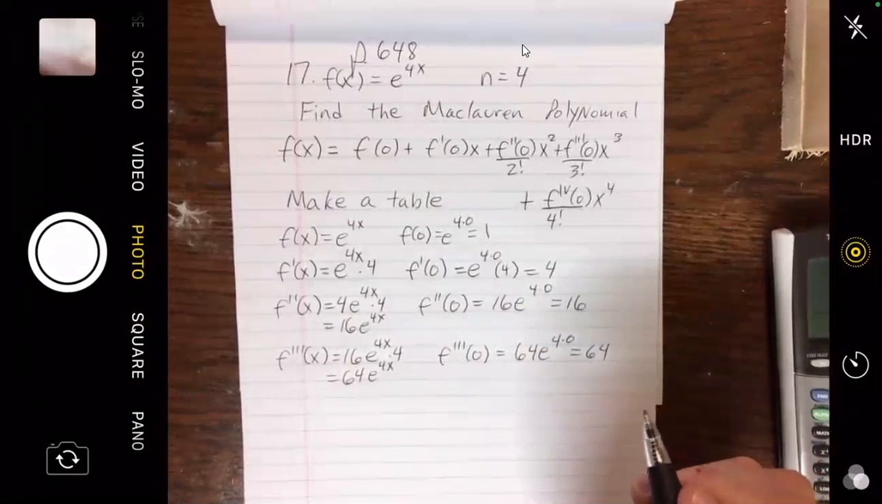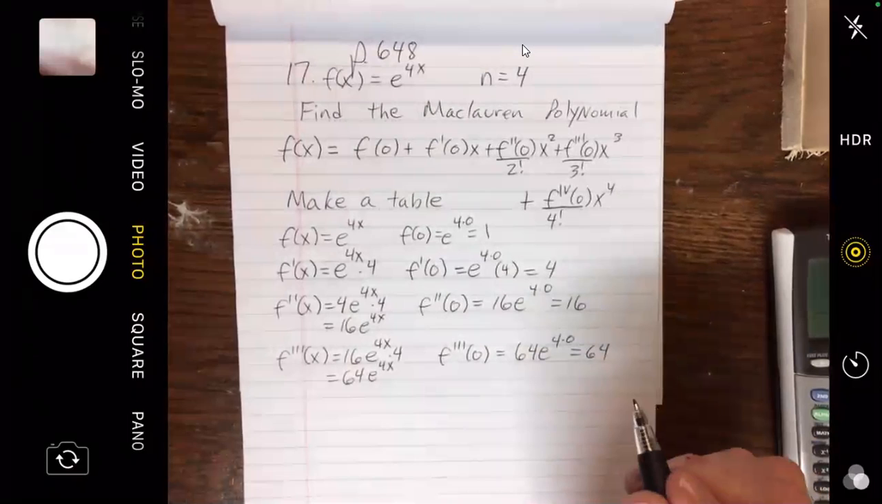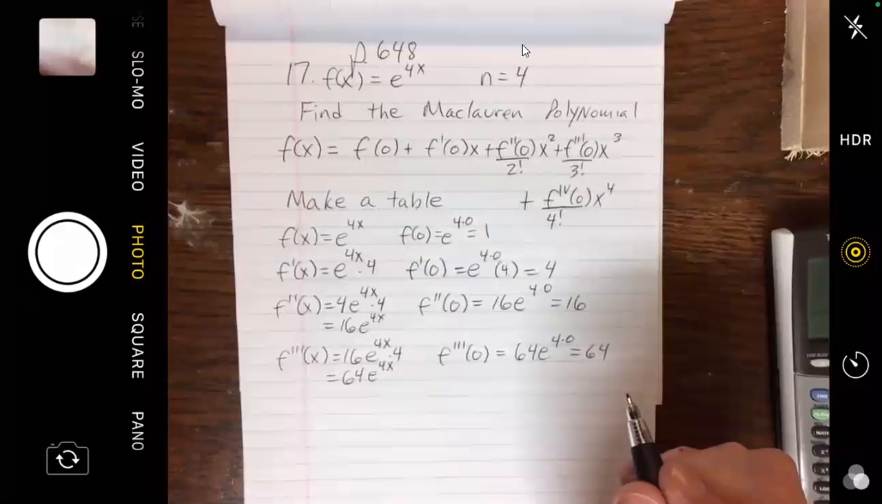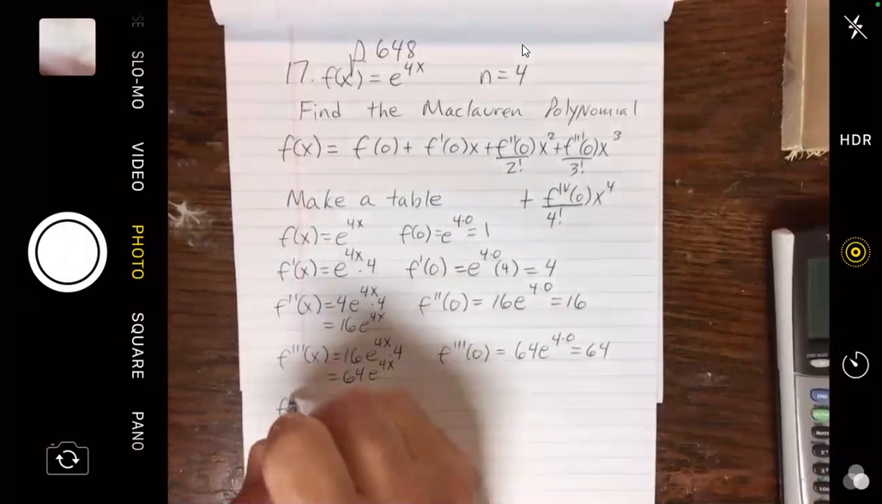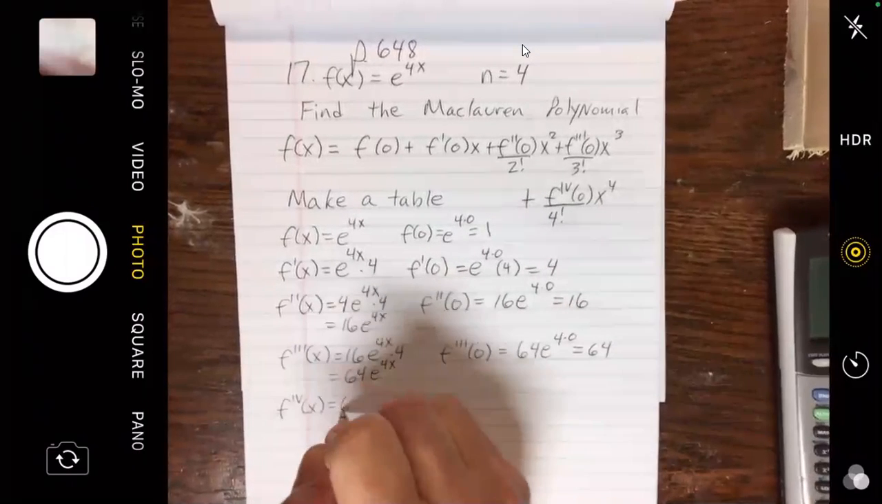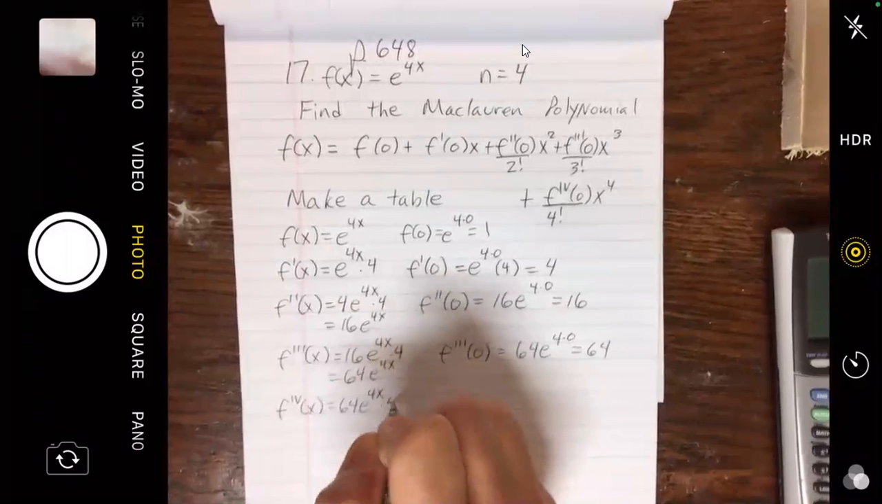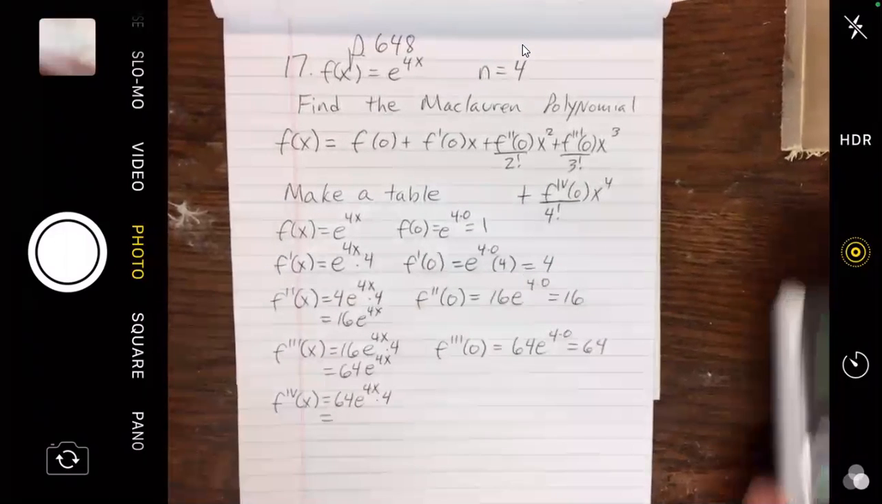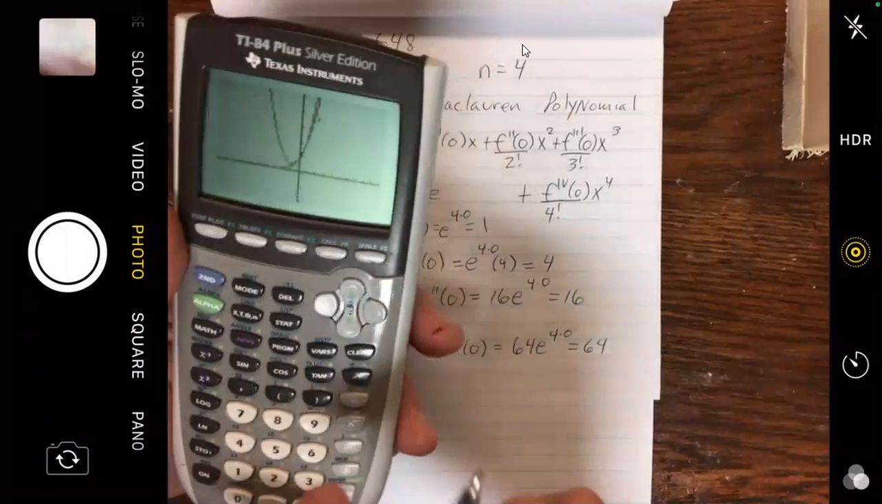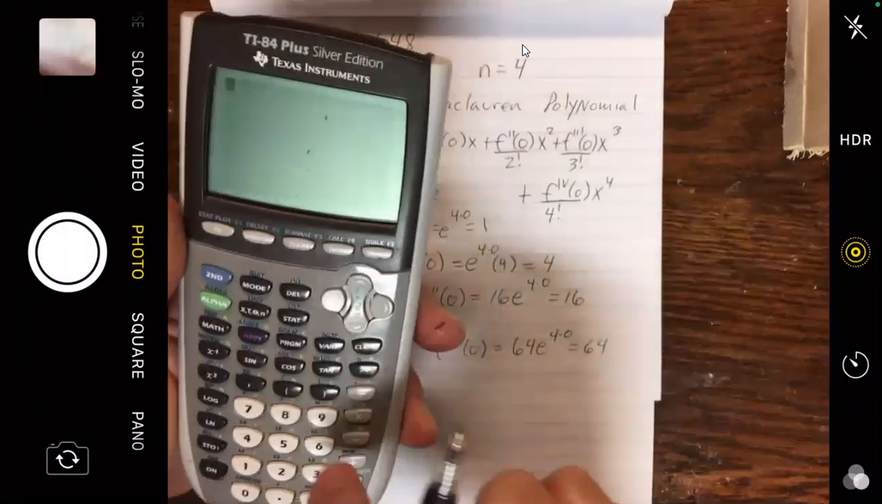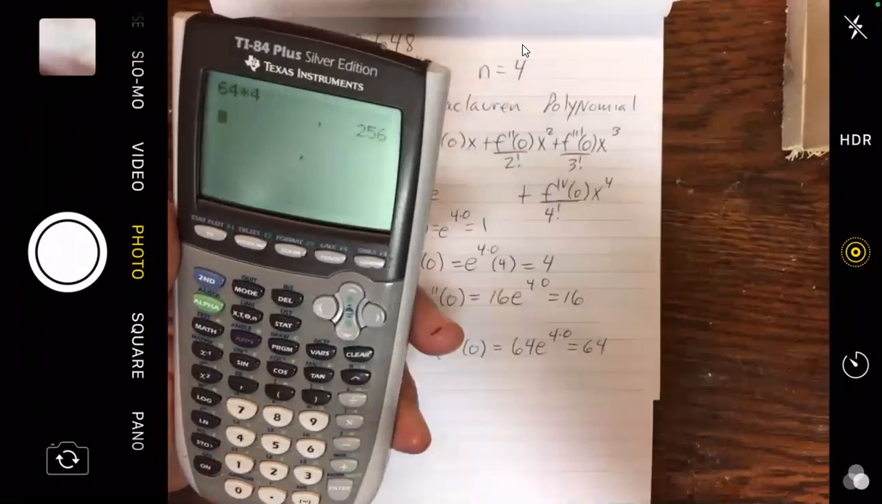Are we losing anybody? Everybody's so awestruck. That all makes sense up to now. Okay, one more. Fourth derivative would be 64 e to the 4x times another 4. And I don't know if you all are a genius, whatever 64 times 4 is. It's 256.